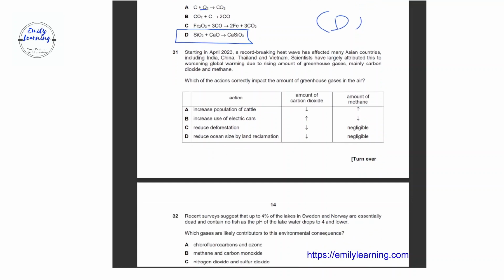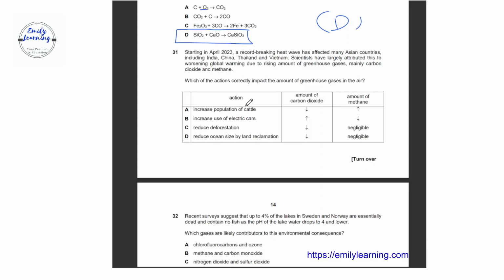Okay, let's move on to question 31. So in question 31, we are told that starting in April 2023, a record-breaking heat wave has affected many Asian countries. Scientists have largely attributed this to worsening global warming due to the rising amount of greenhouse gases, mainly carbon dioxide and methane. Which actions correctly impact the amount of greenhouse gases in the air? In other words, they are asking what's the impact of each of it. Does it increase or decrease the amount of greenhouse gases?